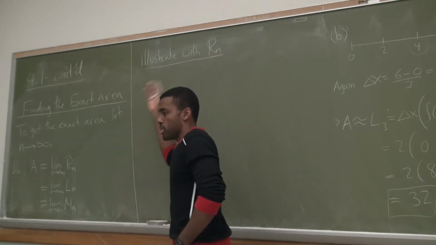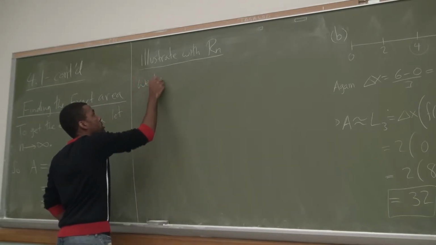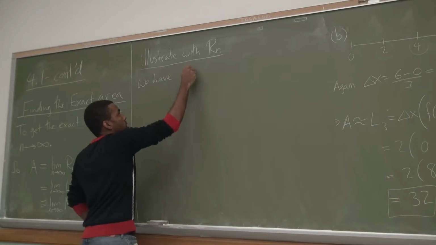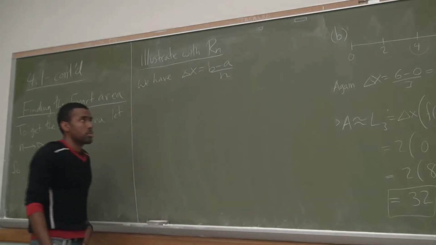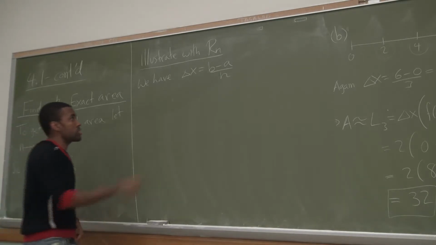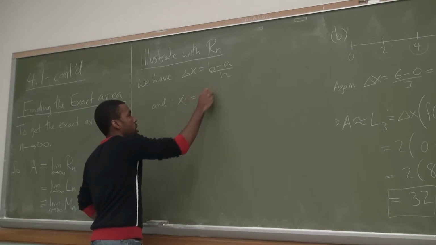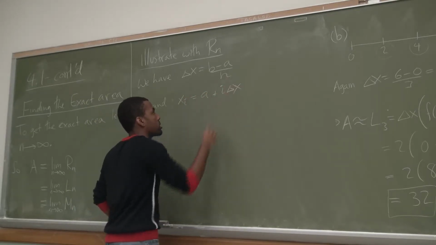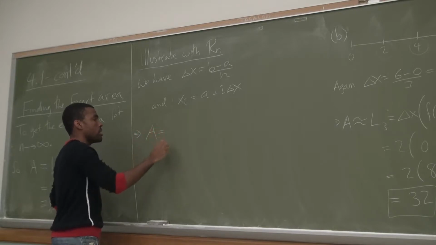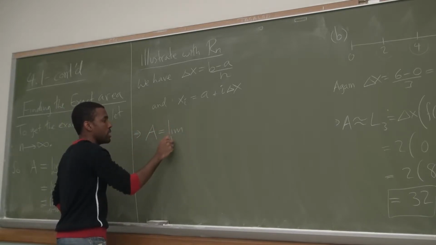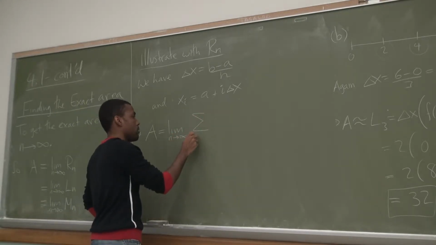They'll all be the same one, so I can just pick, let's do it with R n. We have delta x equals b minus a over n, right? And this time we don't know what n is. And we know that x i is equal to a plus i delta x. This means the area is exactly equal to, if I let n go to infinity, this summation.